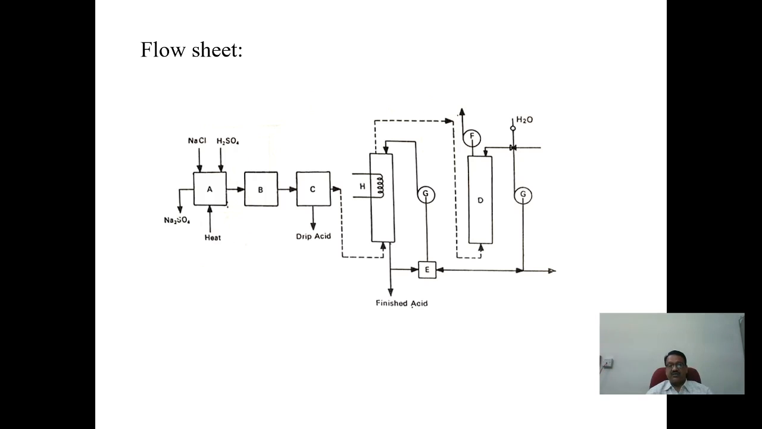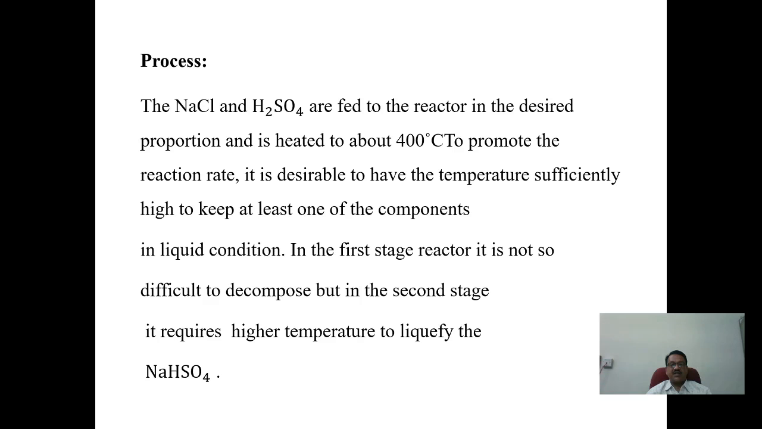Right? So we see the flow process in detail. The NaCl and sulfuric acid are fed to the reactor in the desired proportion and heated to about 400 degrees Celsius. To promote the reaction rate, it is desirable to keep the temperature sufficiently high to keep at least one of the components in liquid condition, either sodium chloride or sulfuric acid.